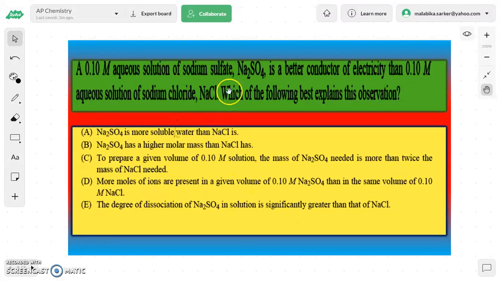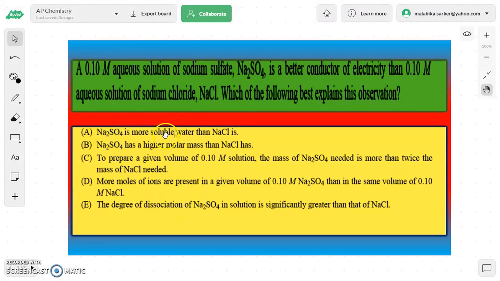So the question is about two aqueous solutions. One is sodium sulfate and the other is sodium chloride, and they have given a particular molarity, which is 0.10 molar. Now it is stated that sodium sulfate is a better conductor of electricity than sodium chloride, and we have to choose the answer choice which gives the best explanation for this difference.